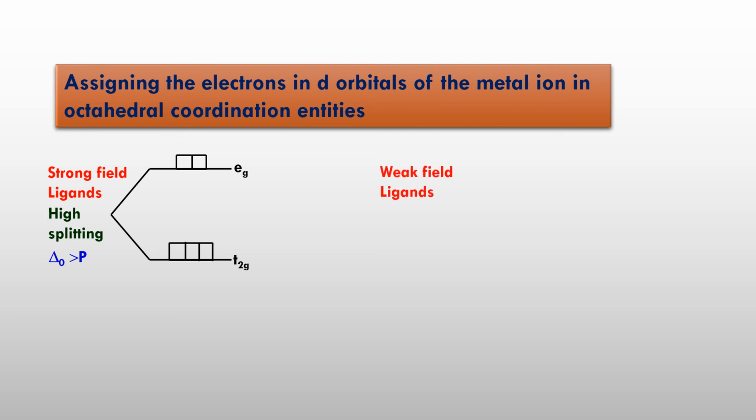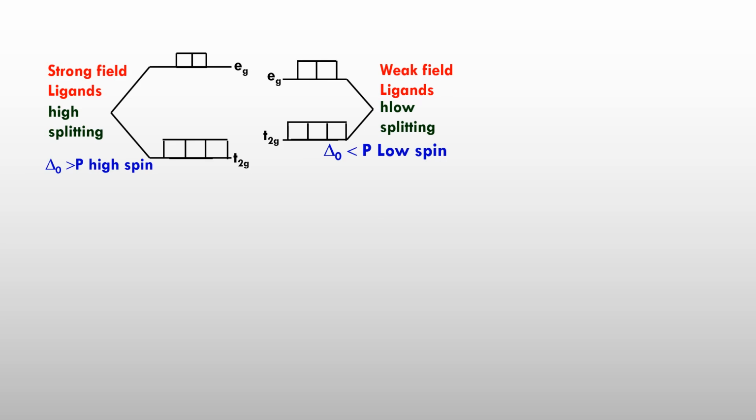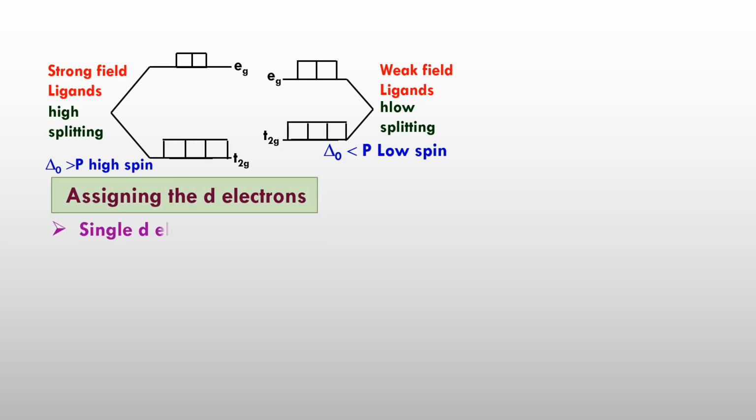Now for a weak field ligand, delta naught is less than P. Now see the splitting, the energy gap. The splitting is high in a strong field ligand and low in a weak field ligand. P is nothing but the pairing energy. Now see how to fill the electrons. If a single electron is there, fill the electron. The same way in weak field also. If 2 electrons are there, see how to fill: 1 electron is already filled, now the second electron. If 3 electrons are present, you can fill the same way.